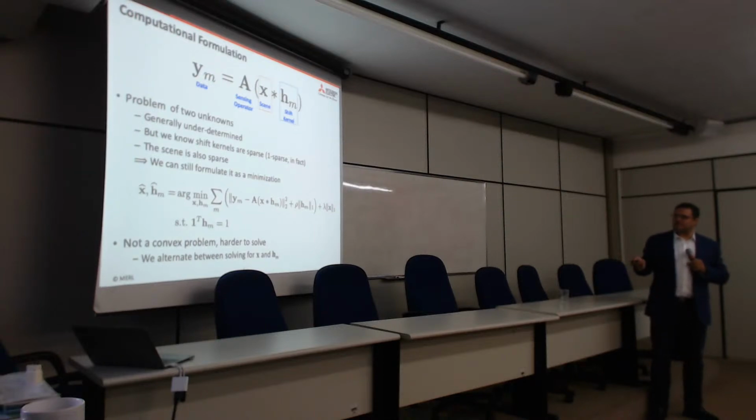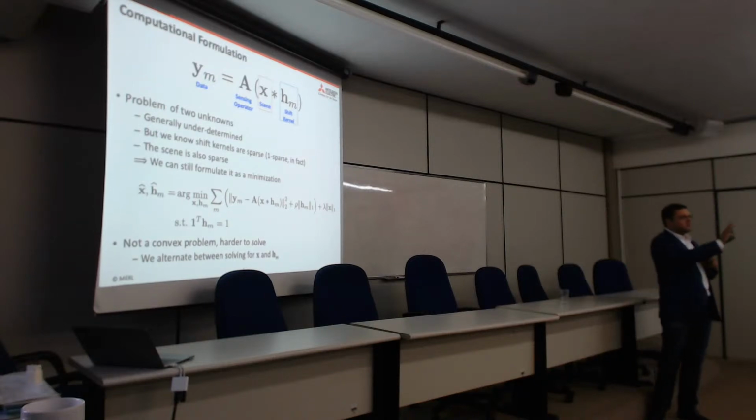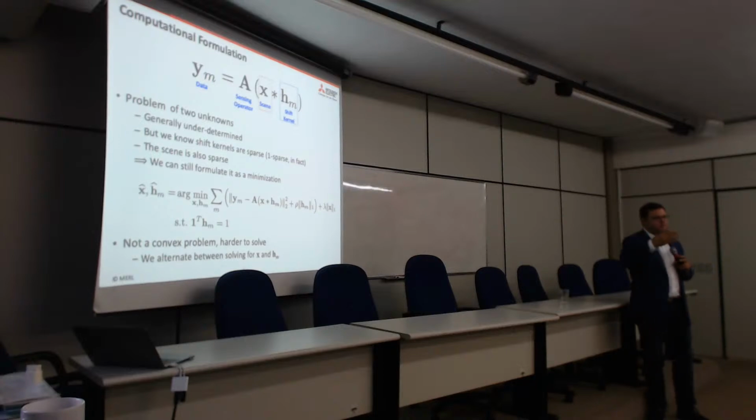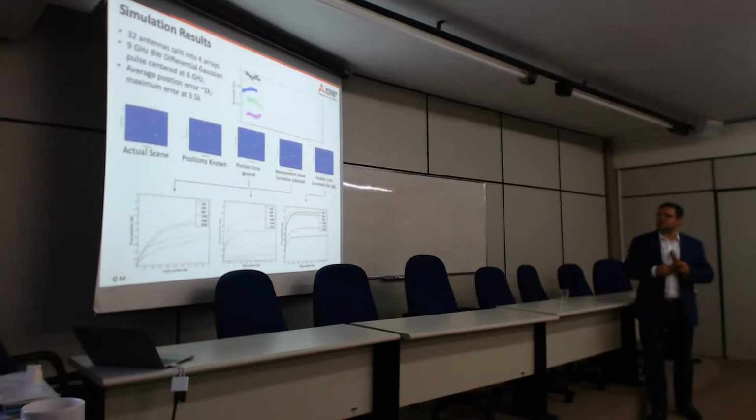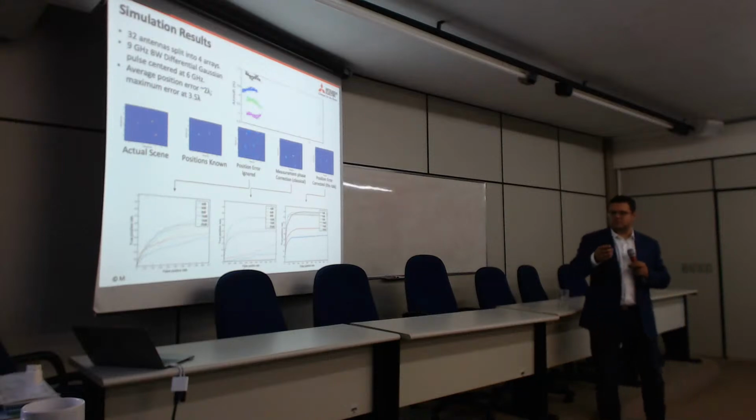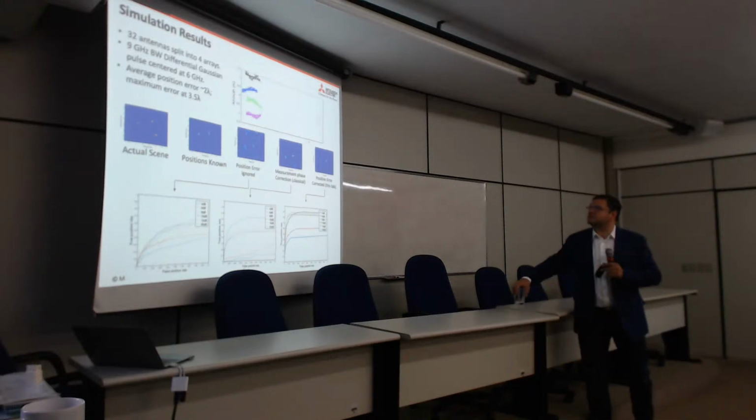It's a non-convex problem. It's harder to solve, but you alternate between H and X, solve for H and solve for X, and keep going back and forth. And keeping one constant, then the whole problem is linear, and that's why it's called a bilinear problem. Let's see how it works in practice. I'll move closer because my clicker has stopped.